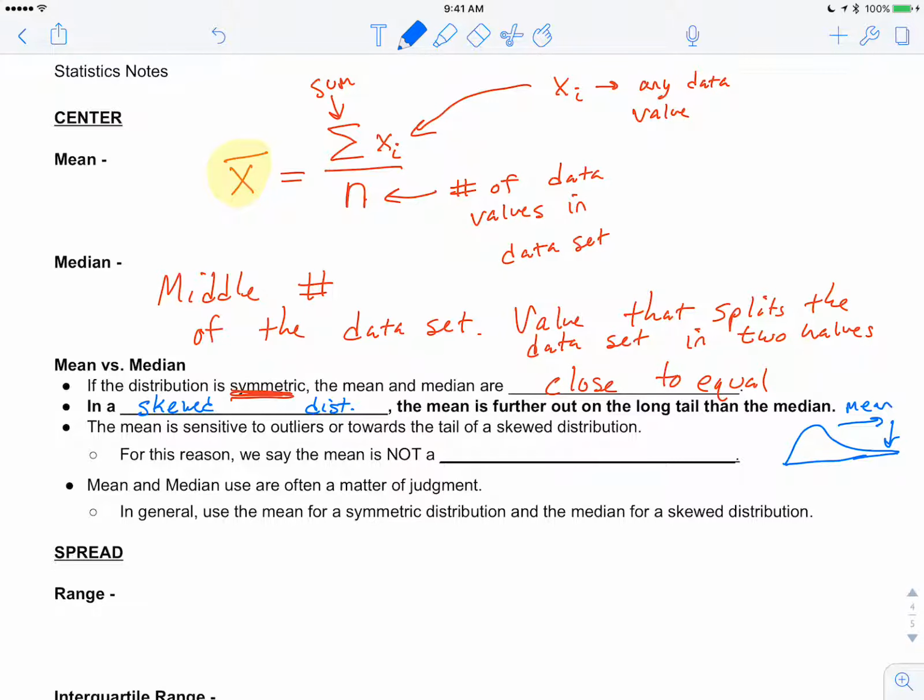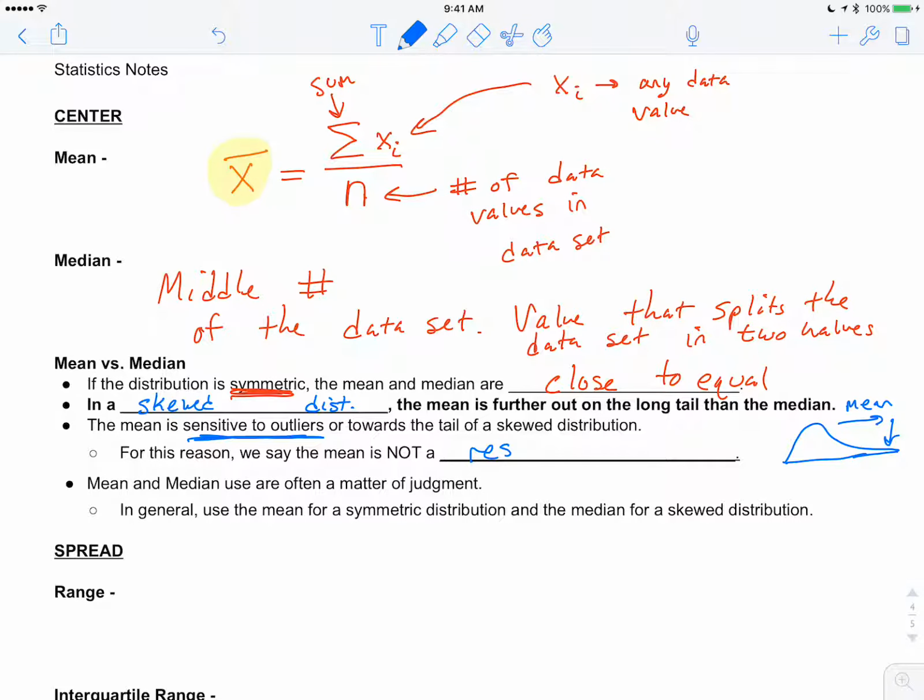So we say the mean is sensitive to outliers in that it goes towards the tail of the skewed distribution. For this reason, we say the mean is not a resistant measure of center. That's the big weakness with a mean. If it's symmetric, you don't have to worry about it, but a lot of the data sets we deal with aren't symmetric, so the mean could be seriously affected by outliers. The mean and the median are often used as a matter of judgment. In general, we use the mean for symmetric distributions and the median for skewed distributions.